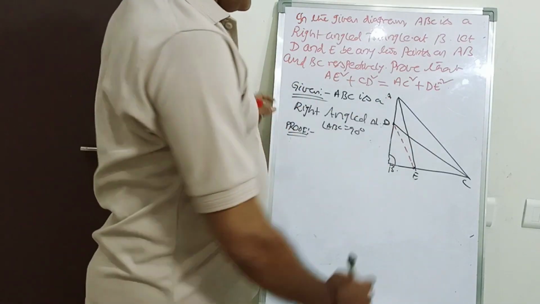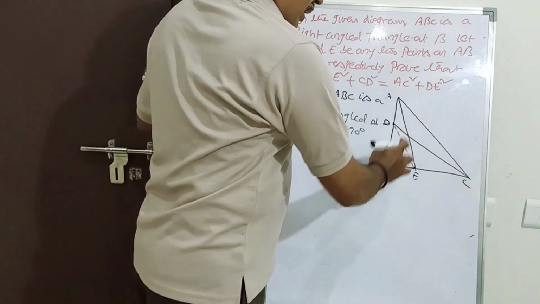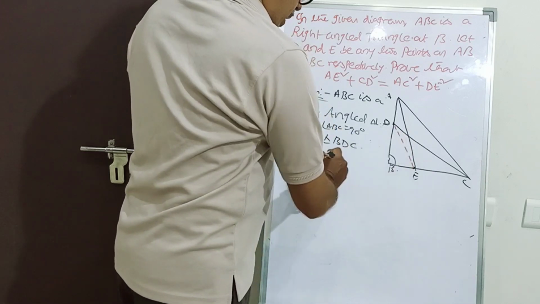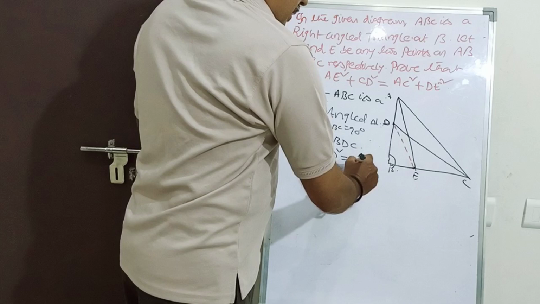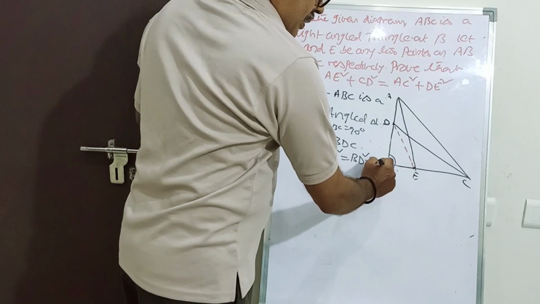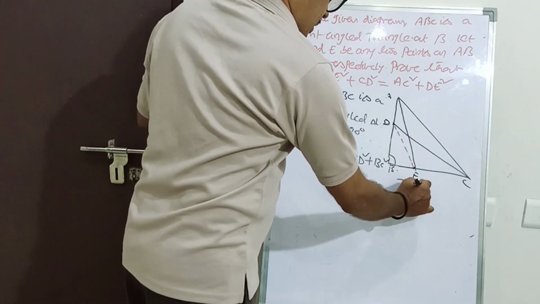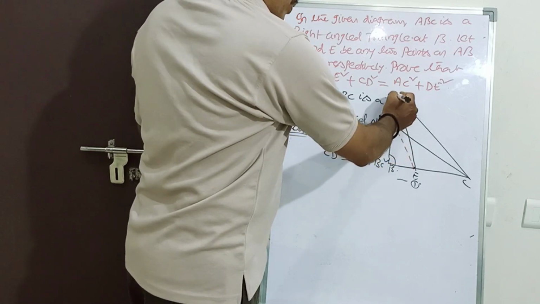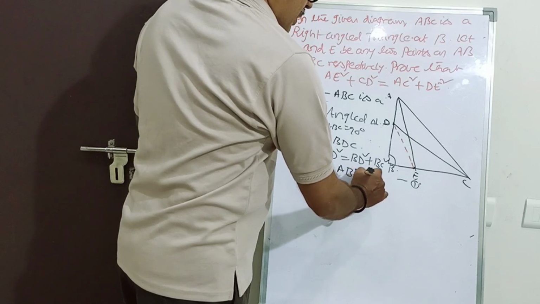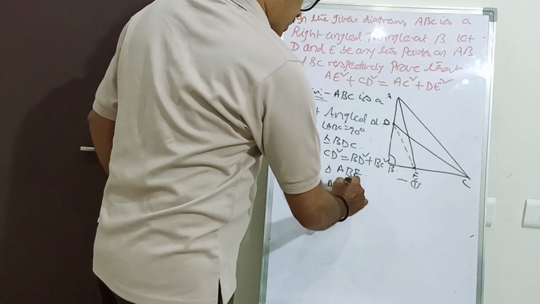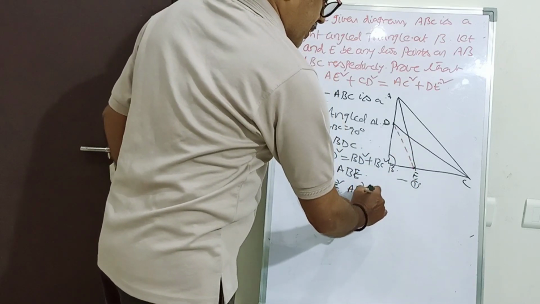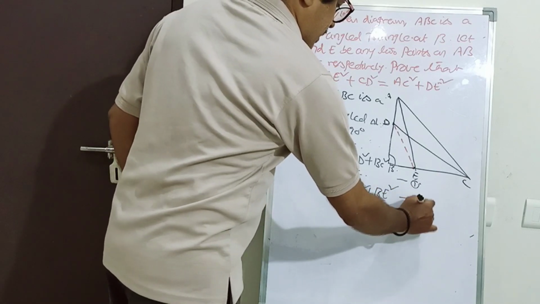So for proving this result, consider the right angle triangle BDC. In BDC, the square of the hypotenuse is equal to the sum of the squares of the other two sides: CD square is equal to BD square plus BC square. That will be the result 1. Similarly, consider one more right angle triangle ABE. From triangle ABE, apply Pythagoras theorem again. Square of hypotenuse: AE square is equal to AB square plus BE square. That will be the result 2.